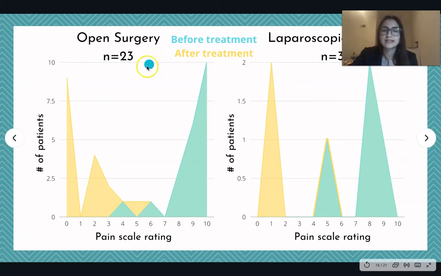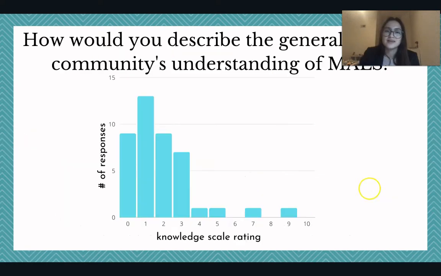The open surgery had a sample size of 23. We can see that a majority of these patients experienced pain levels between 8 and a 10 before treatment. However, after treatment, these pain levels dropped between a 0 and a 5. This creates a nice valley shape that we can see similarly with the laparoscopic surgery. Now, since my sample size was so much smaller for the laparoscopic surgery, we don't see an exact reflection of this open surgery graph.